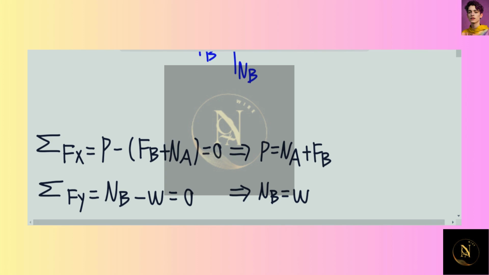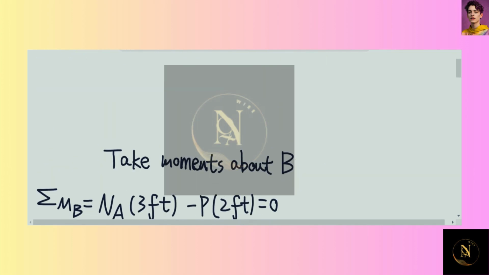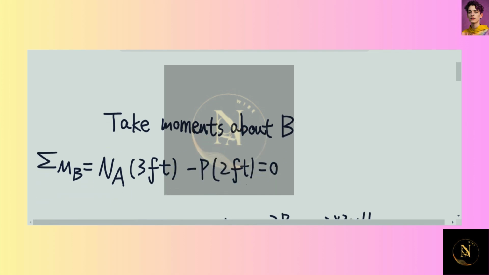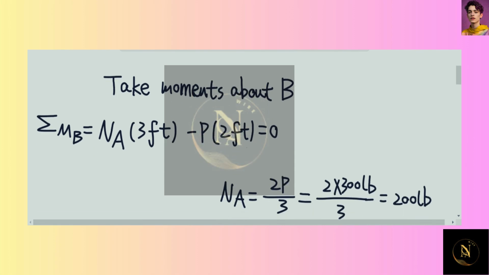We know NA here is the normal force at point A. We're looking to determine FB, the friction at point B. So now let's take moments about point B. Consider counterclockwise moment as positive and clockwise moment as negative, and this will give us such an equation. Eventually, you'll have NA equal to 2P over 3, which is equal to 2 times 300 pound over 3, and this is equal to 200 pound, since we know the force P is given as 300 pound.